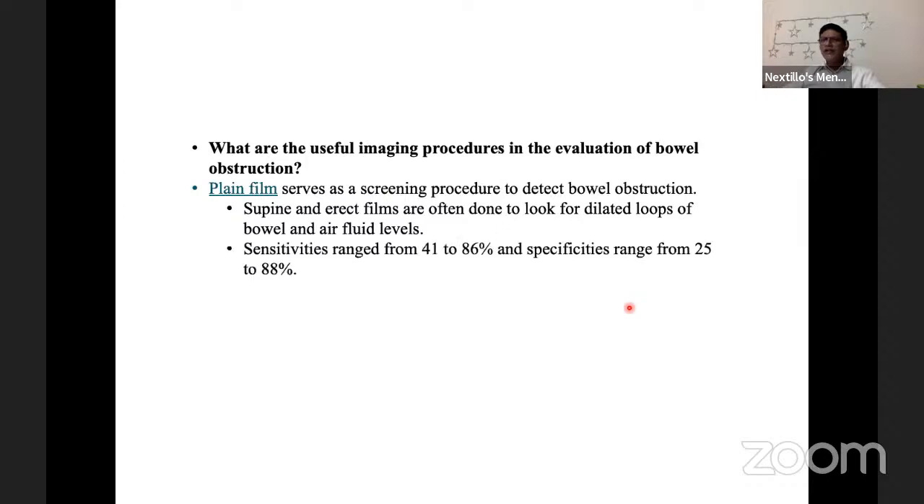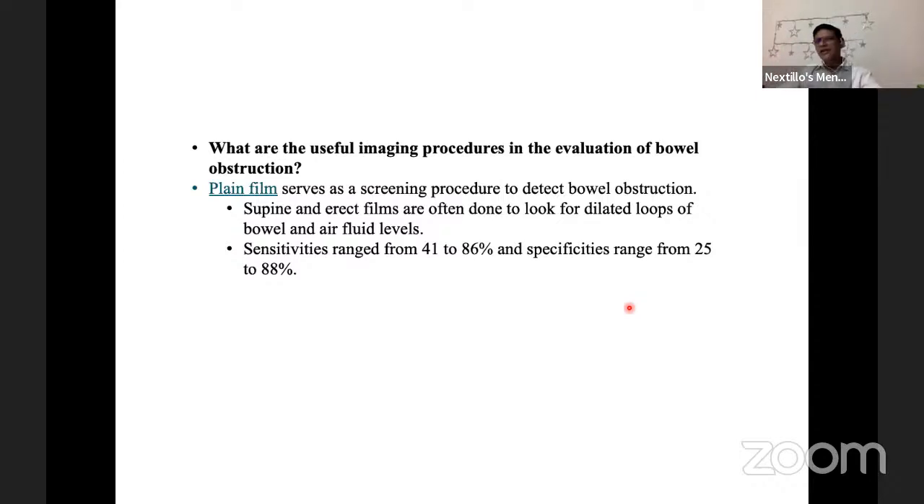The sensitivity of the plain film, plain X-rays, ranges from 41 to 86%, and the specificity ranges from 25 to 88%, to make a diagnosis or to exclude a diagnosis of small bowel obstruction or large bowel obstruction.